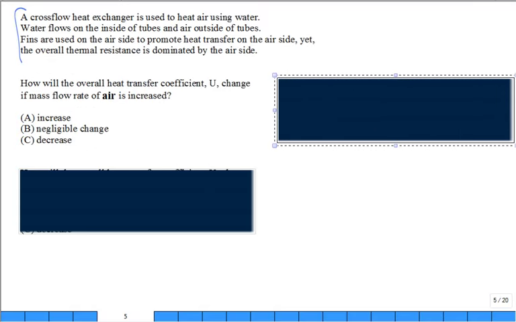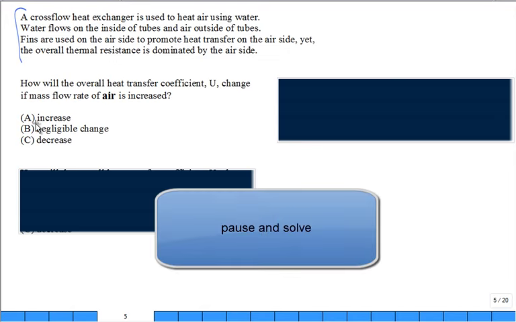Here's the clicker question. How will the overall heat transfer coefficient U change if the mass flow rate of air is increased? Will it increase? Will it have a negligible change, or will it go down? And this type of question I get asked a lot. What happens if we change the mass flow rate? What's it going to do?